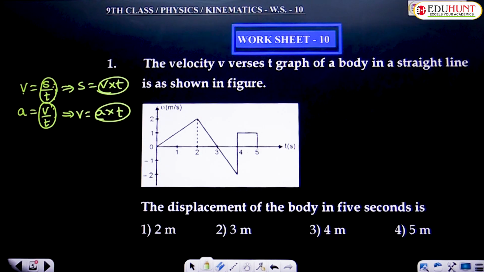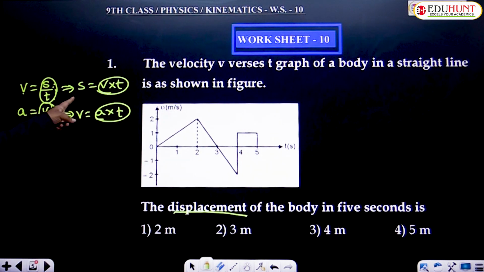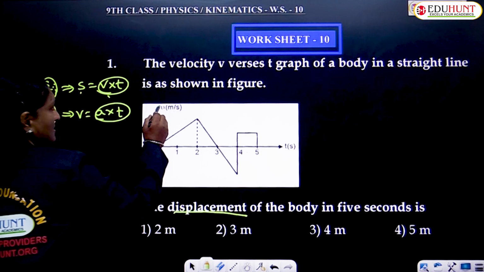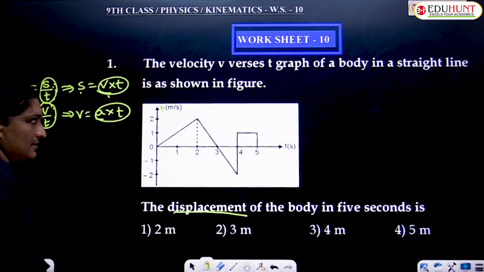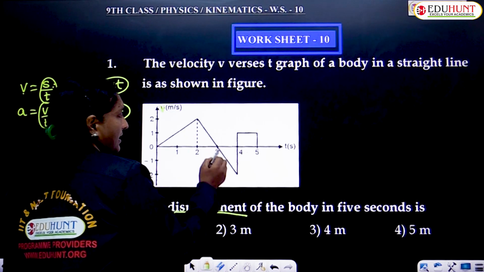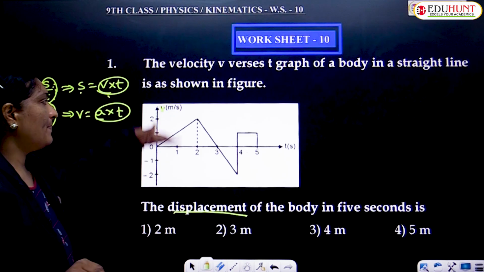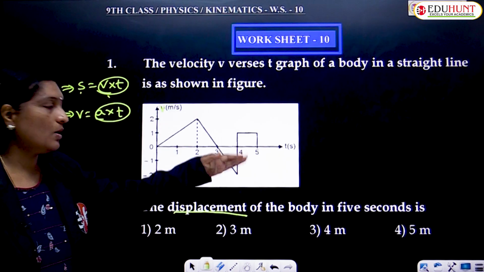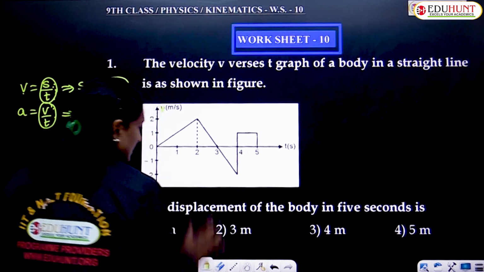So here what are you asked to find out? You're asked to find the displacement. So in order to find the displacement, you need to find the area of the velocity time graph. This is the velocity axis, and here it is given as the time axis. Area means here you have a triangular portion, here you also have a triangle. But displacement means upper portions are taken as positive and lower portions are taken as negative. So based on that, let us try to find out the displacement.